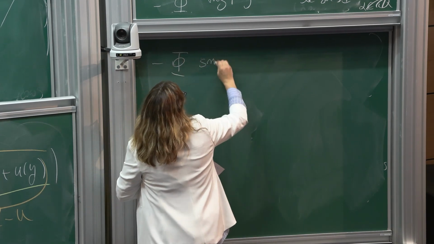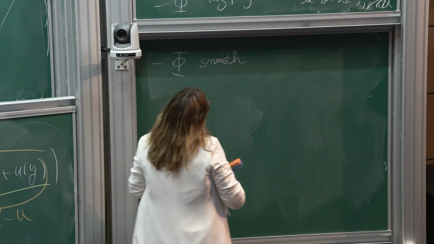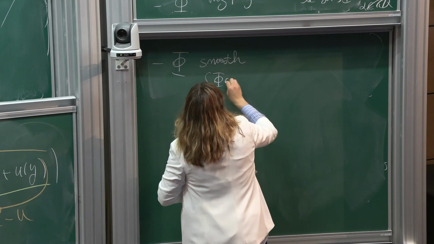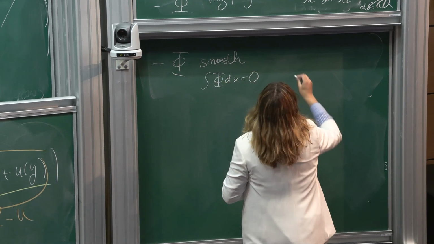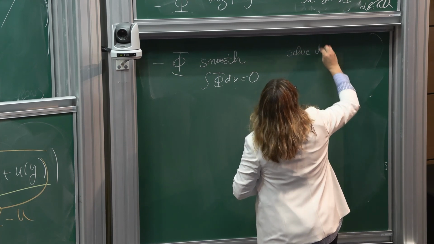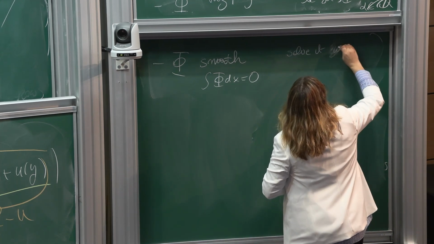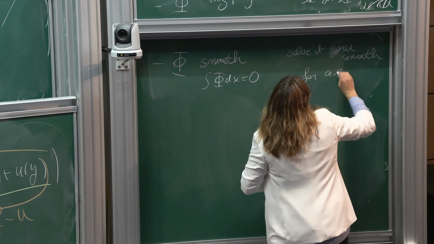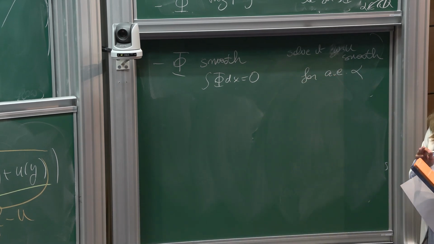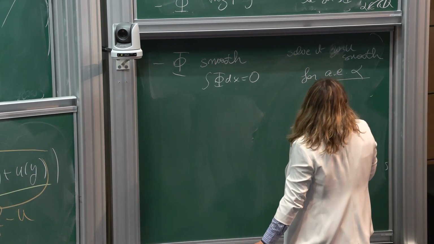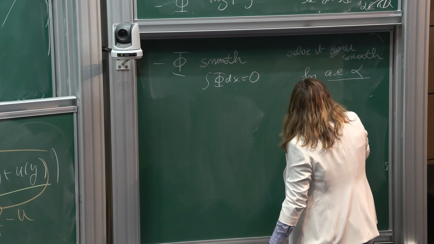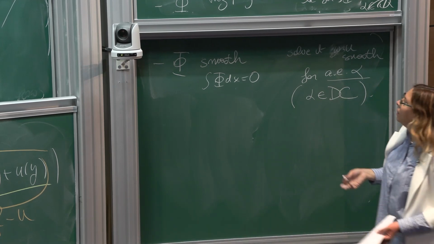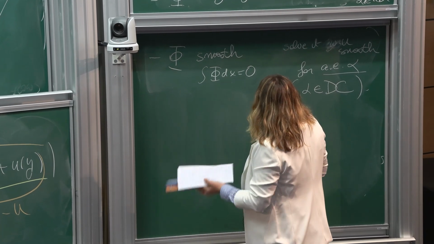If phi is smooth, on the other hand, and has mean 0, you can solve it for u smooth, maybe not for every rational, but for almost every alpha. And this, if you like, is the Diophantine approximation. You actually need the Diophantine condition on the rotation number. So in elliptic dynamics, essentially, you often have the Diophantine condition.